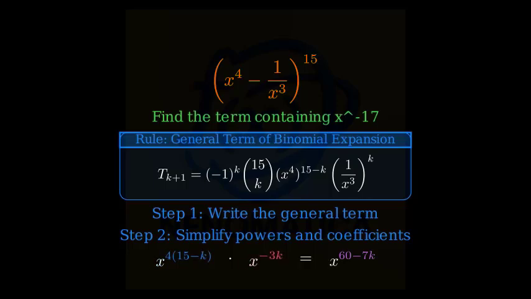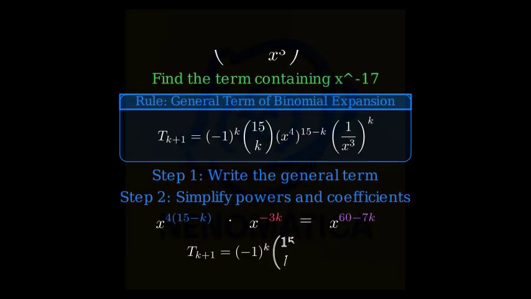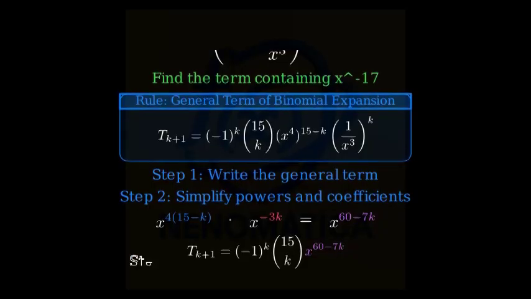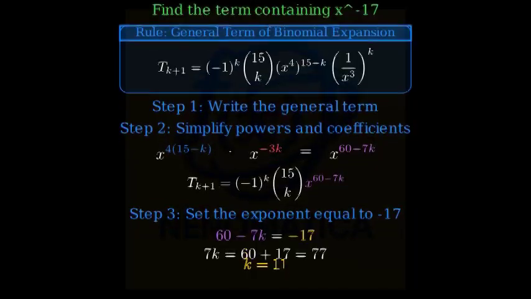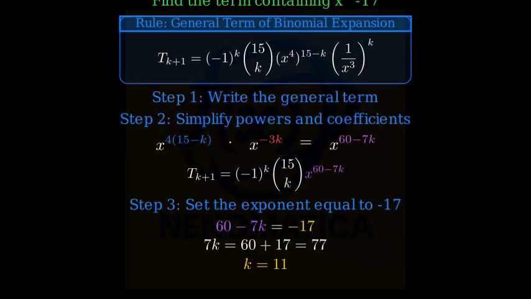Step 2. Simplify the powers of x and the coefficient. X to the 4th to the power 15 minus k becomes x to the power 4 times 15 minus k. 1 over x cubed to the power k is x to the power negative 3k. Multiplying those, we add exponents to get x to the power 60 minus 7k. Step 3. To get the term where the power of x is negative 17, we set 60 minus 7k equal to negative 17 and solve for k.